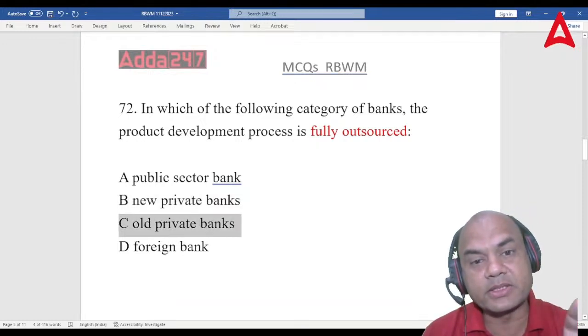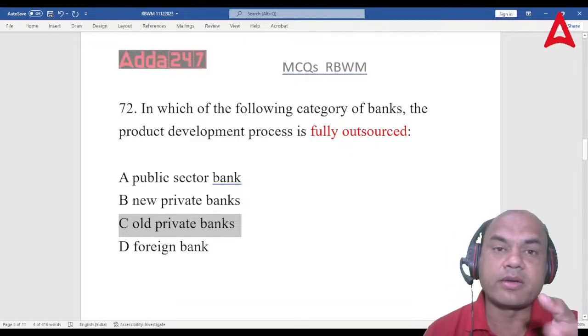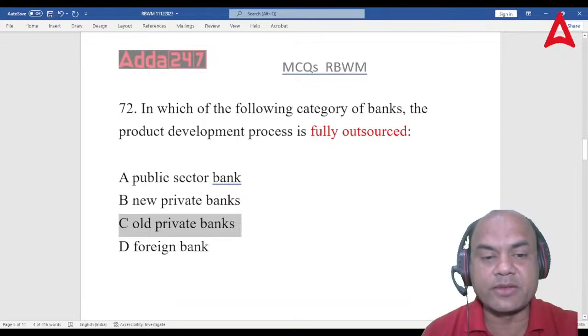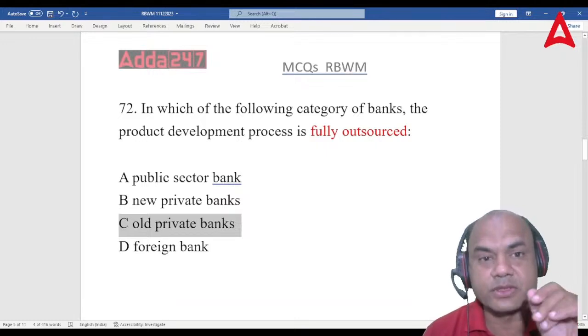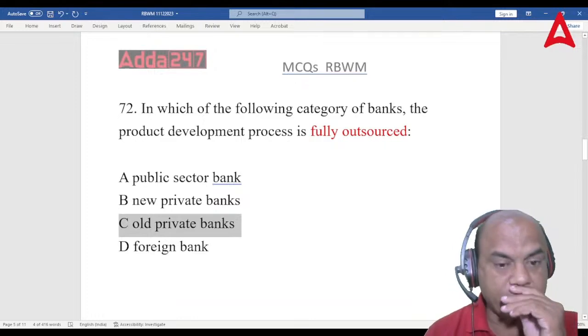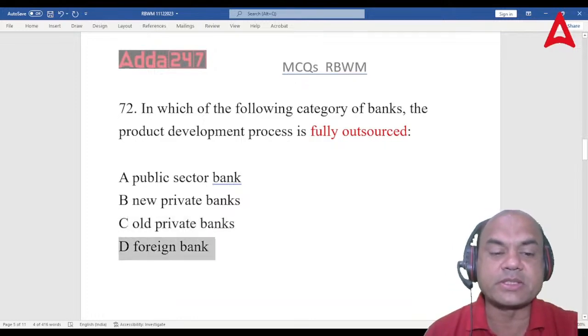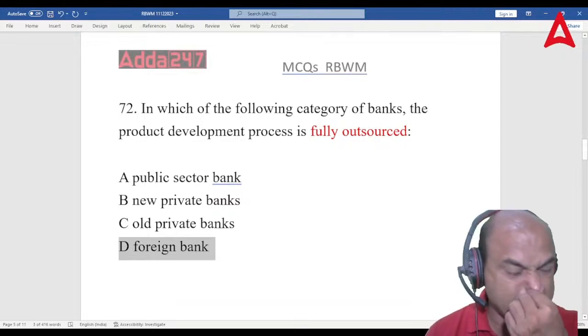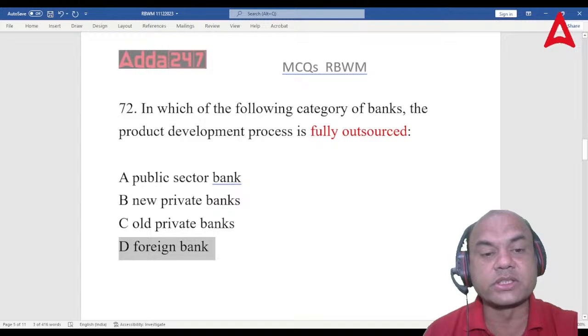Those are private banks like Karnataka Bank, or there are other banks as well. Karnataka was there, Karur Vysya was there. These banks existed long back. And last one is foreign banks, like Citibank, HSBC. So fully outsourcing is done in foreign banks this year.